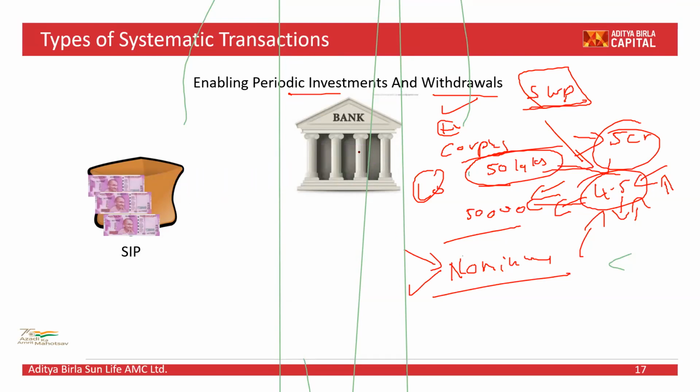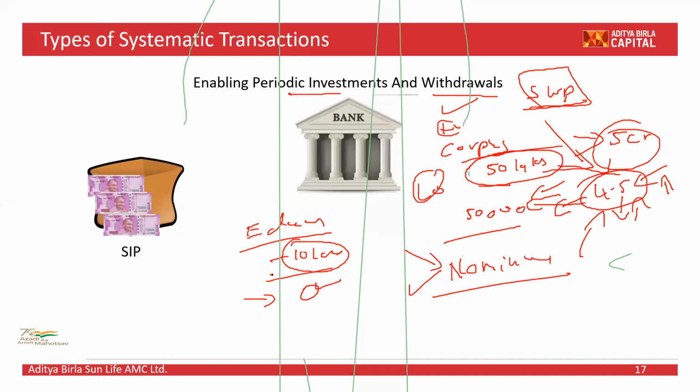One more example of systematic withdrawal. Say I have created a fund for my son's education. Say I want to make him an engineer, and I estimate that he would require 10 lakh rupees. Now, when he is going for engineering admission, I have to pay the fees. I would have created 10 lakh of corpus, but I will not withdraw 10 lakhs.